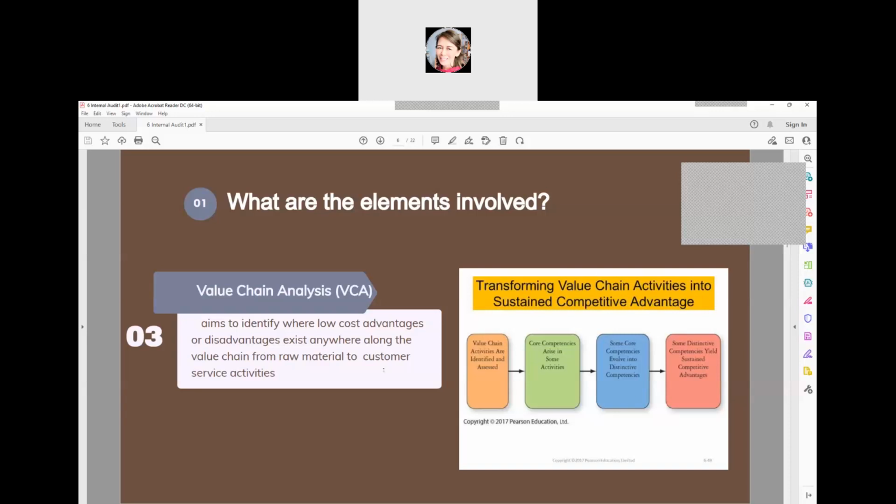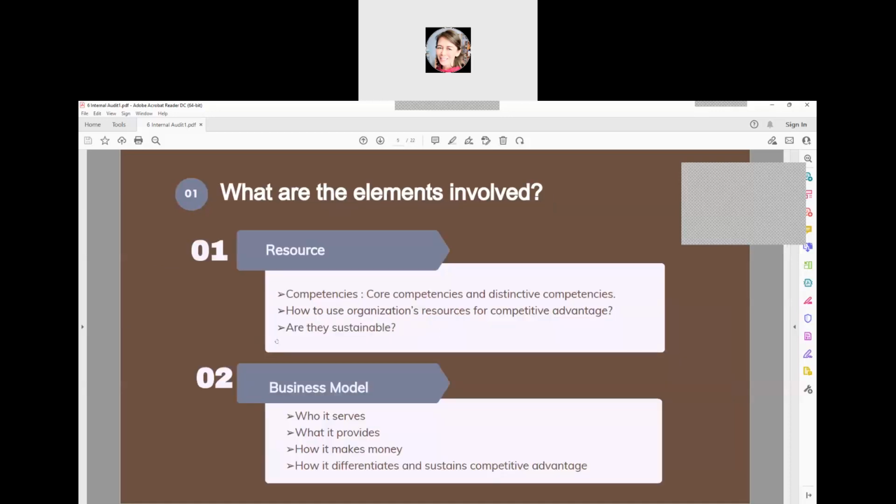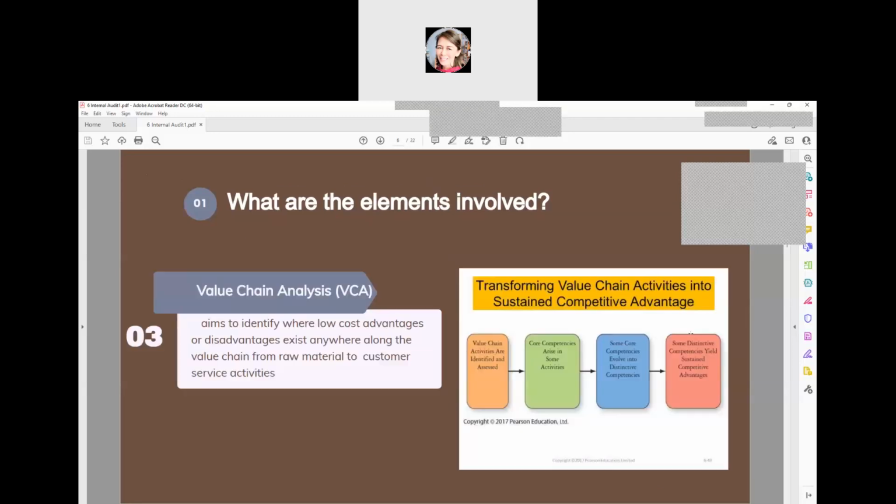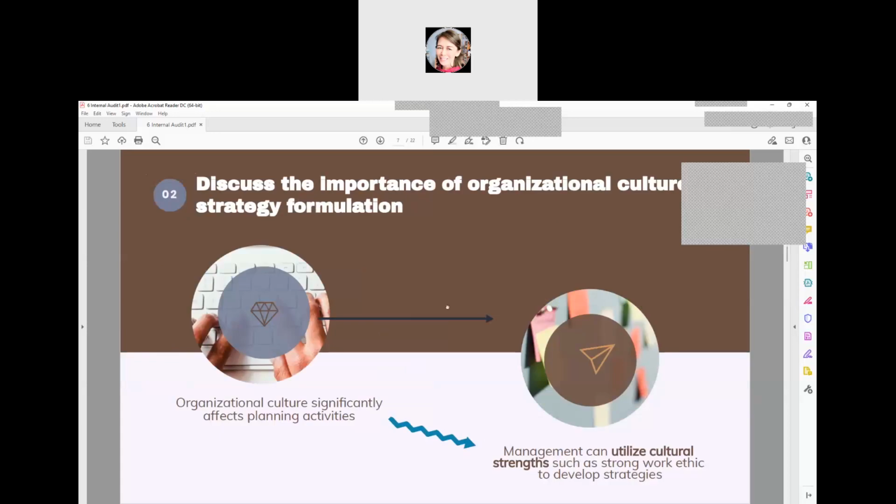It's not the same. They will be unique in a way. So these are the three things, the three elements to look at when an organization tries to achieve competitive advantage: resources, the business model, and the value chain. Now, moving quickly to the next slide.